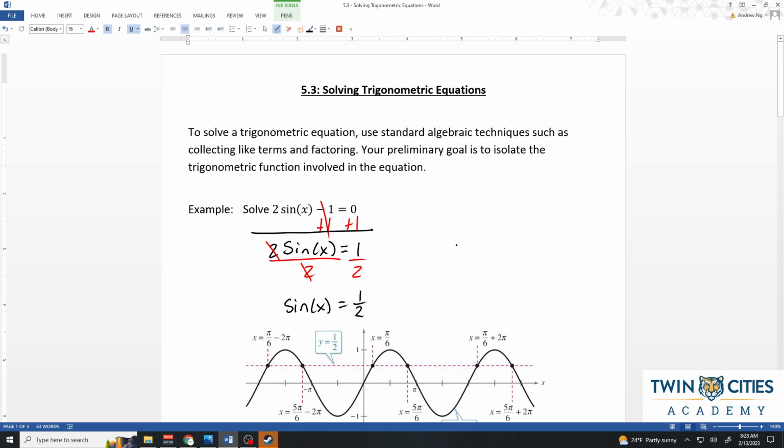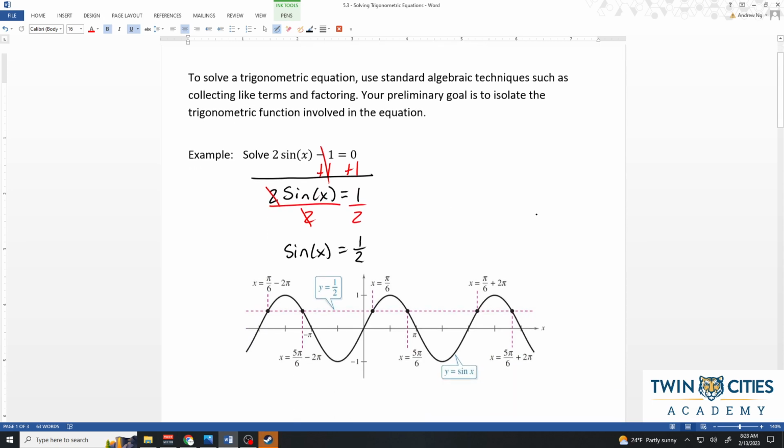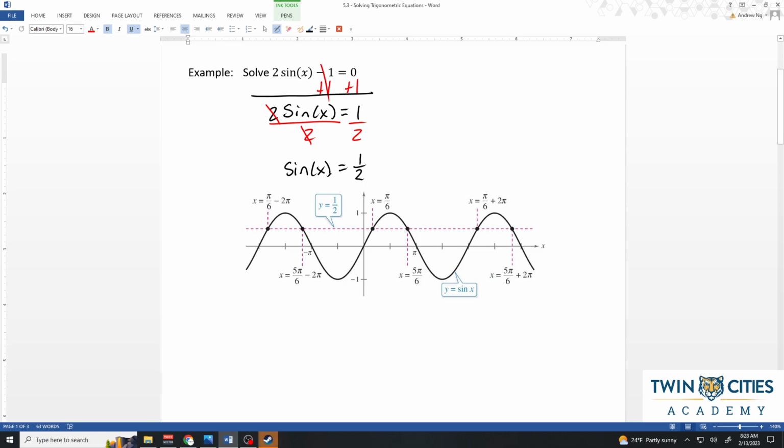Then what I'll want to do is one of two things. I can graph this like I've done, in any graphing utility: graph sine of x, and then graph y equals 1/2. What you can see are the intersections of those two. The sine is going to be a wave, and then y equals 1/2 will just be this horizontal dashed line here. We see that this intersects multiple times, one of which is x equals pi over 6, and another is x equals 5 pi over 6.